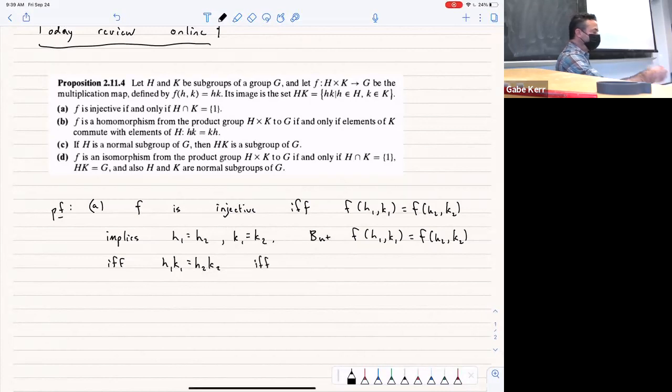One thing we can definitely do is start multiplying by inverses. This is like the only thing we can do if we have an equation. Well, not the only thing; there's one other thing we'll see in a bit. This is true if and only if H2 inverse H1 equals K2 K1 inverse. I just multiplied on the left by H1 inverse and on the right by K1 inverse.